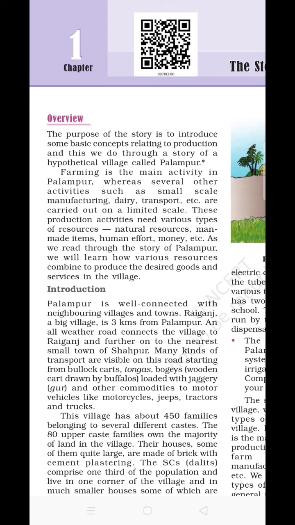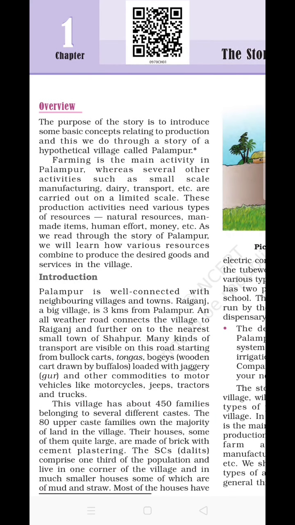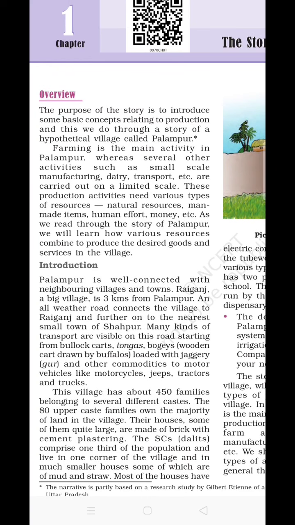So now with the help of Palampur, we are going to understand the economic activities going on in our society. The village people living in Palampur, their main activity is farming. Most of the people living in this village are engaged in farming. But they also practice different kinds of activities, like manufacturing, dairy, transport, and many more. But all such activities are going on at a very small scale, while the maximum people are engaged in farming.